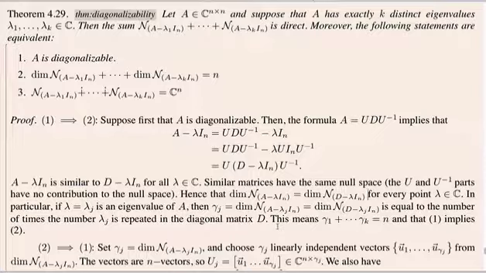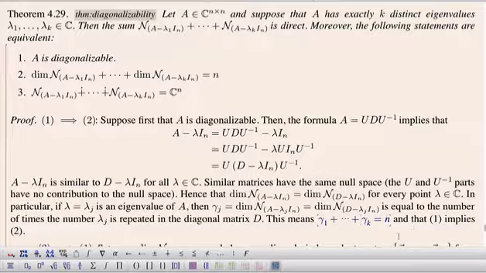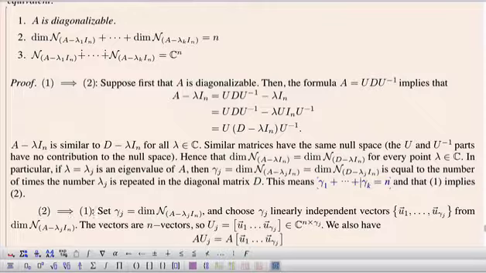This also means then that gamma 1 plus all these gammas up to gamma k equals n, since altogether the diagonal entries add up to n, since D is an n by n matrix. So that shows 1 implies 2. Now we see that 2 implies 1.